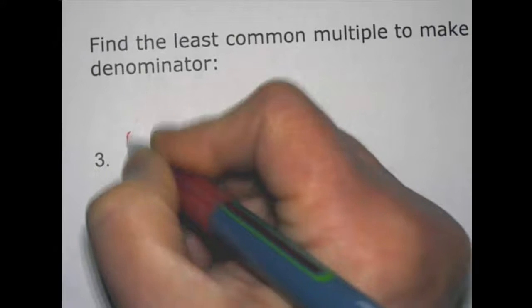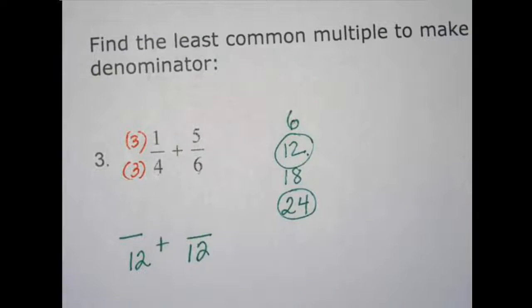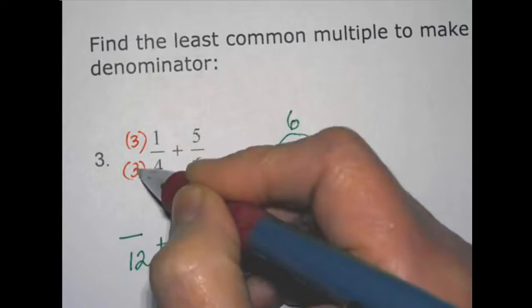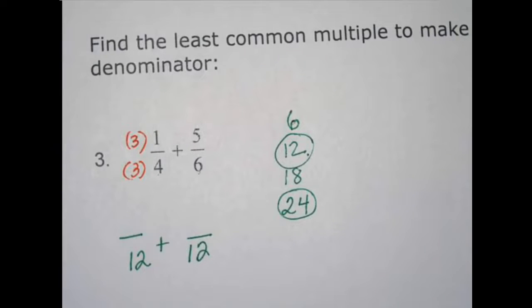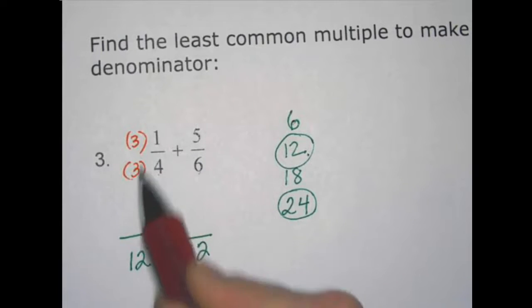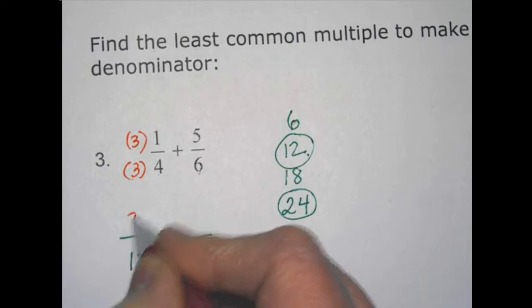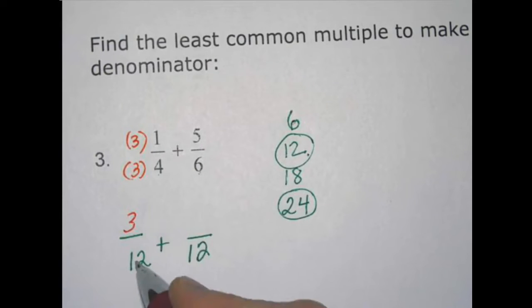And in order to keep everything equal, 3 over 3 is equal to 1. I am multiplying it by 1. I am not changing the value, I'm just changing the form. 3 times 1 is 3. 3 times 4 is the 12 common denominator.